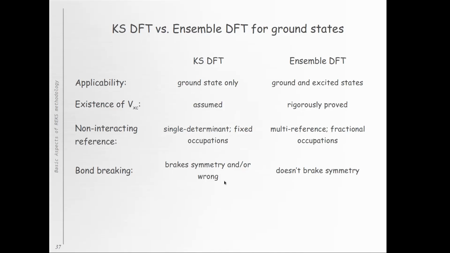And well, there are some other disadvantages of this methodology in practical terms, but these are probably the most important from a formal point of view. However, an alternative formulation of density functional theory, which uses ensemble representation for the densities, can operate both with ground and excited states, and the existence of the Kohn-Sham potential or exchange correlation potential has been rigorously proved. And this is a big advantage of Ensemble DFT over Kohn-Sham DFT from the formal point of view.